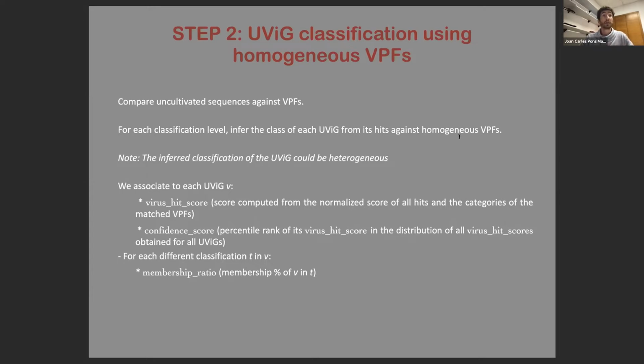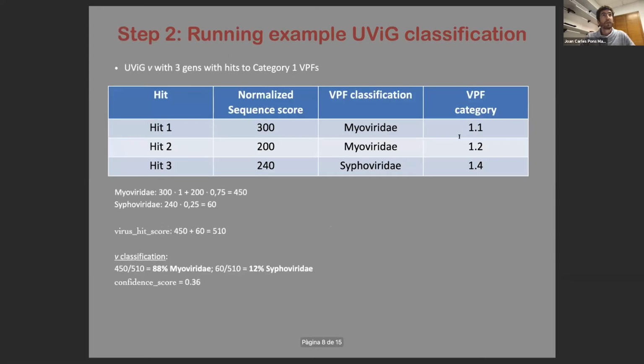And also considering the percentile rank of its virus hit score in the distribution of all of these virus hit scores obtained for all sequences, we consider a confidence score. And then for every classification for this virus, we consider the membership ratio, that is a percentage of this classification for the virus. This is an example of how it works.